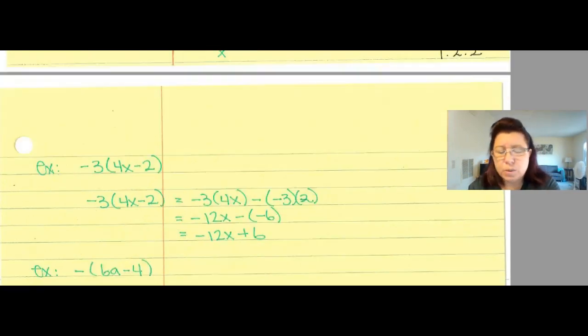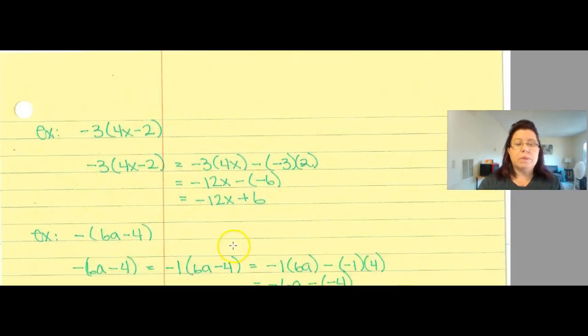Now here's a strange looking one. Negative, parentheses, 6a minus 4. Very strange looking, but we can help ourselves out here. If we remember, there is a coefficient in front of here. It is a 1. So let's go ahead and write it. Negative 1 times the quantity 6a minus 4. Now I'm going to distribute the whole entire negative 1 to the 6a and the negative 1 to the 4. This subtraction came from the parentheses.